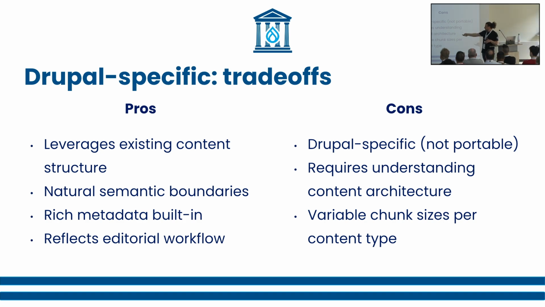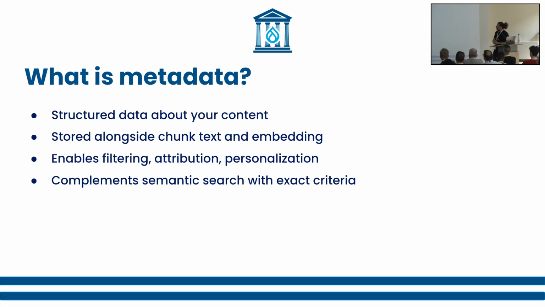But again, the good part is that we can add the metadata, because metadata is really important. It is structured data about your content. It is not vectors, it's not numbers, it is just words that you can add as a JSON object to the embeddings. So you can use it then for filtering and attribution, personalization, and this completes the semantic search.